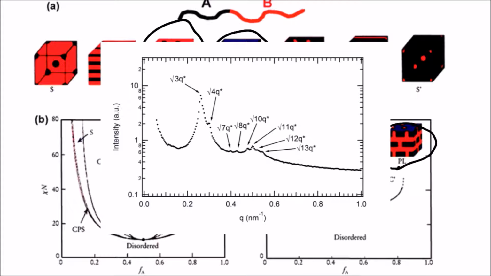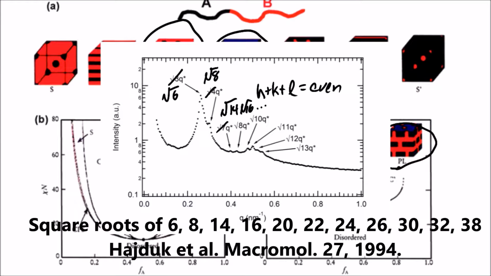The double gyroid belongs to the IA3D space group, which is a subset of BCC. And the selection rule for BCC is that H plus K plus L is even. This means that the modulus would always be divisible by root 2, which has been removed from our data. So we can re-index our peaks by putting that root 2 back to get root 6, root 8, root 14, root 16, etc. And this is an exact agreement with the numerically predicted pattern for IA3D and the double gyroid morphology.